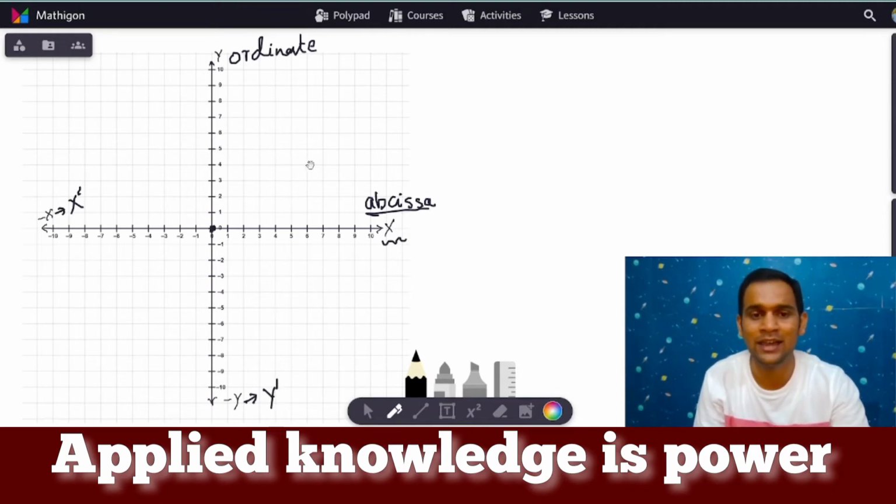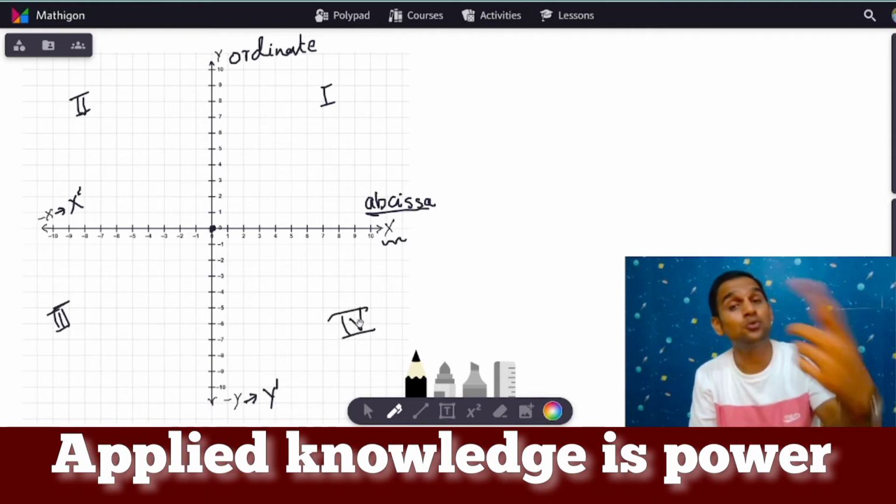Now over here, as you can see, there are four different quadrants. Those quadrants are named anti-clockwise: first quadrant, second quadrant, third quadrant, and fourth quadrant. Yes, so that is how the quadrants are divided.